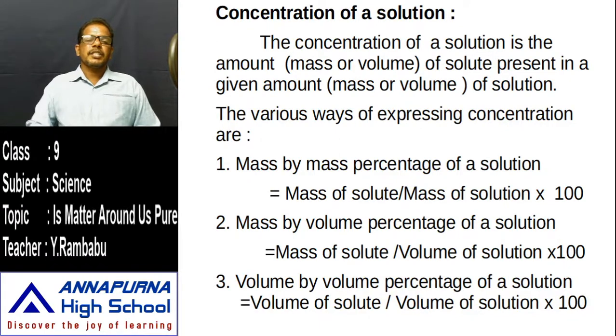The expression used to compute the concentration of a solution in terms of mass by mass percentage is equal to mass of the solute by mass of solution into 100. Students, observe this. In the numerator, what is there? Mass of solute. In the denominator, mass of solution. Mass of solution means mass of solute plus solvent. Observe this, but don't take mass of solvent in the denominator.